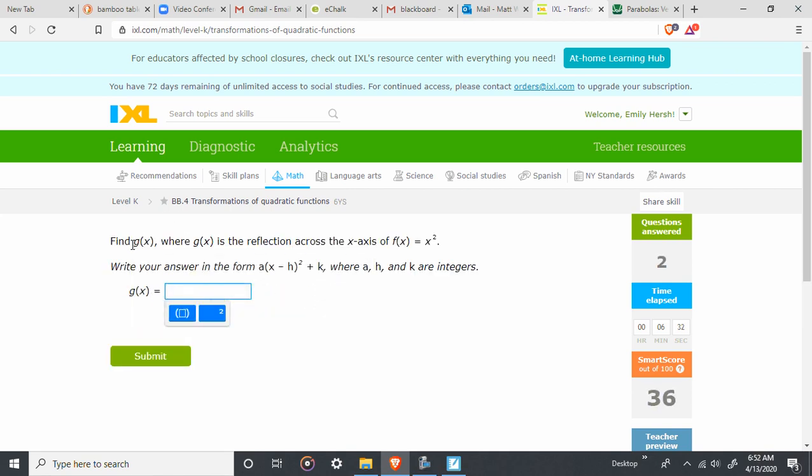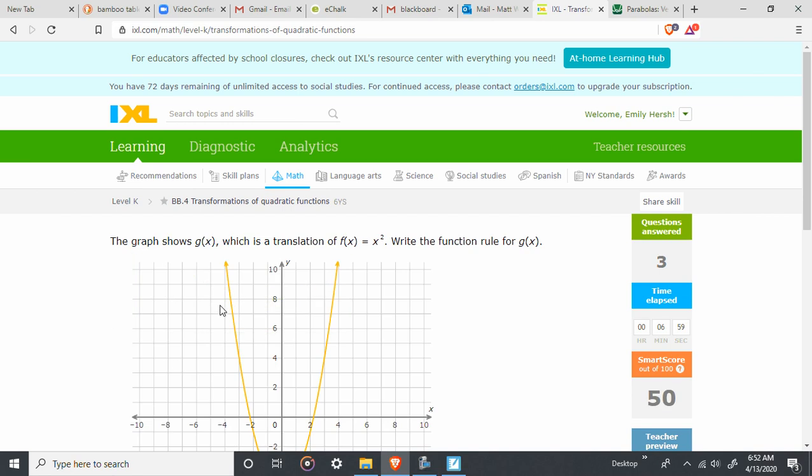Okay. Find g of x, where g of x is the reflection over the x-axis. Well, how do we say we reflected it over the x-axis? All we had to do was go ahead and make a negative, right? So what are we going to say? Negative x squared. And again, you didn't say move it left to right or up and down, right? So nothing's changing. All we're doing is throwing a negative sign out in front, okay?